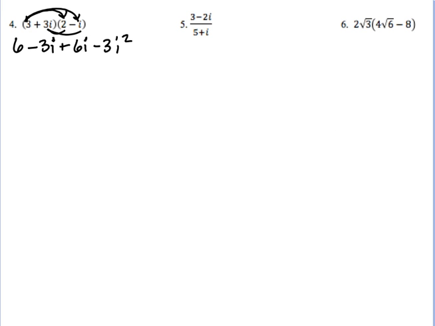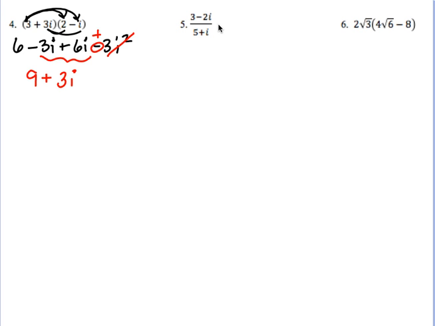Many of you got to this point, and then you messed up here. When you get your like terms together, negative 3i plus 6i is just 3i. Many of you put it was negative 3i. Remember, i squared equals negative 1, so I told you guys just to change the sign in front. So it's 6 plus 3, not 6 minus 3, and 6 plus 3 is 9. So that was your answer for number 4.